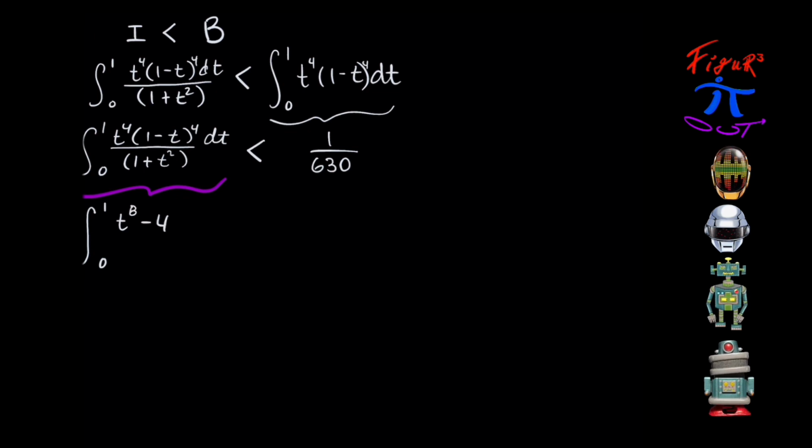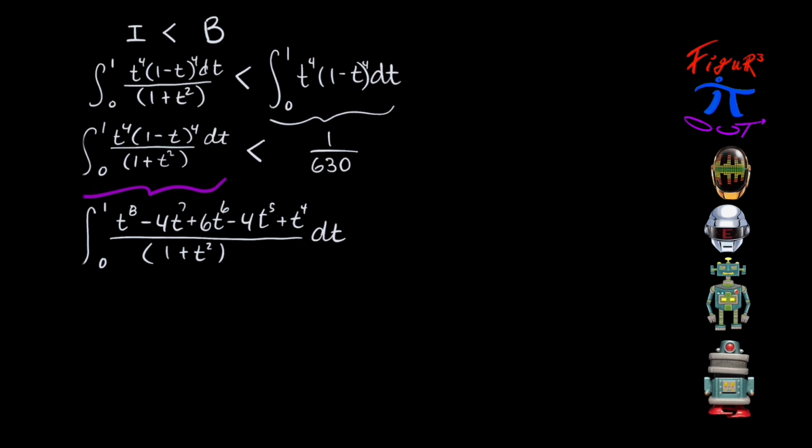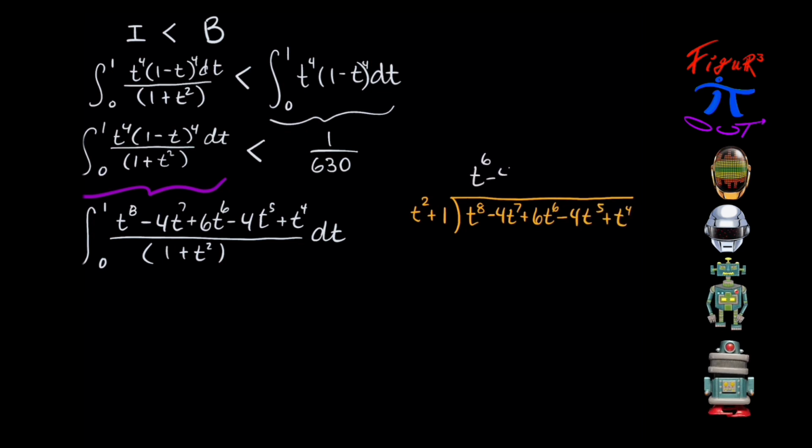Now, evaluating that integral is also not terribly difficult to do. If you remember, that numerator works out to be a nice long polynomial, and we have it divided by 1 plus t squared here. We're going to use a little bit of long division of polynomials to reduce that integrand down to a more manageable form. And sparing you some of the long division details, we get a quotient here of t to the 6th minus 4t to the 5th plus 5t to the 4th minus 4t squared plus 4 with a remainder of negative 4.